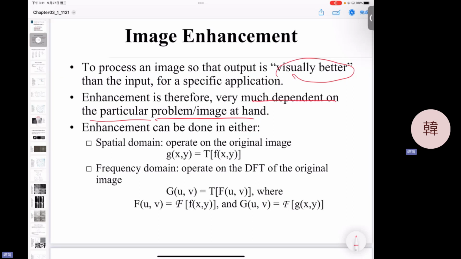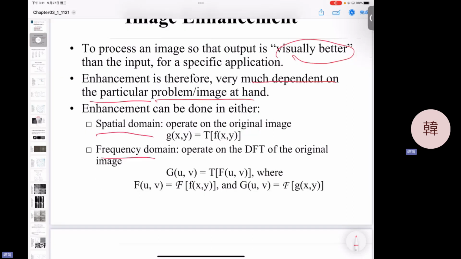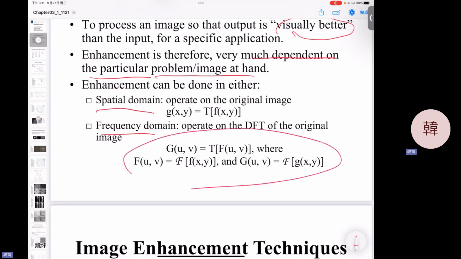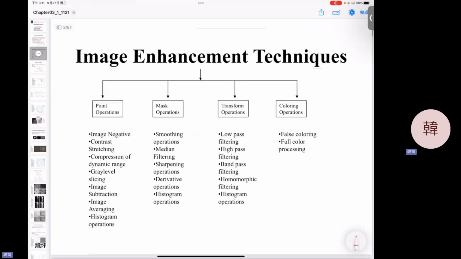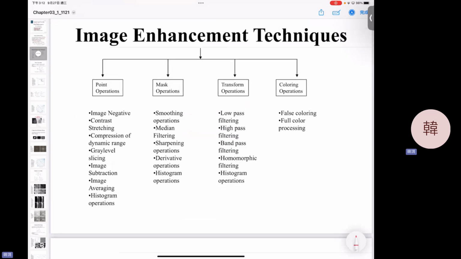So enhancement can be done either in the spatial domain or in the frequency domain. In this chapter 3, we will only focus on the spatial domain. The frequency domain will be looked at in the next chapter, chapter 4. So it transfers into the frequency domain and then we look at the energy distribution. So here's the overview of the enhancement techniques.